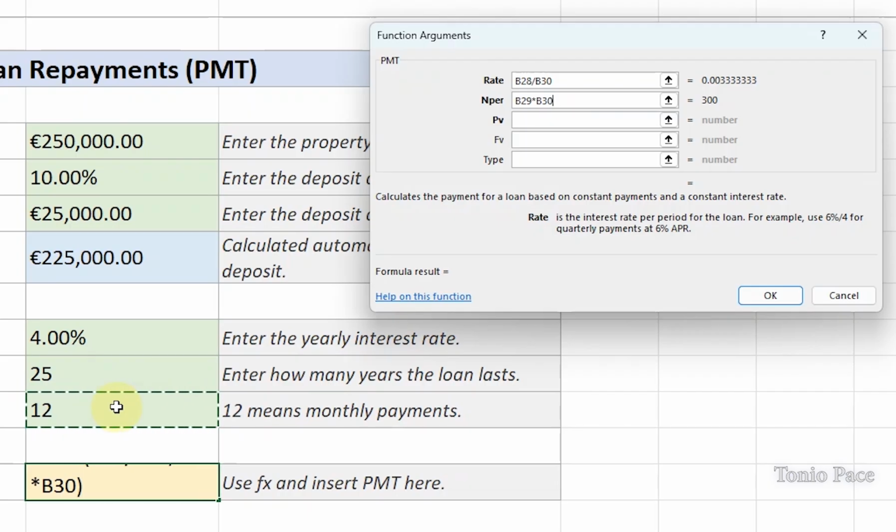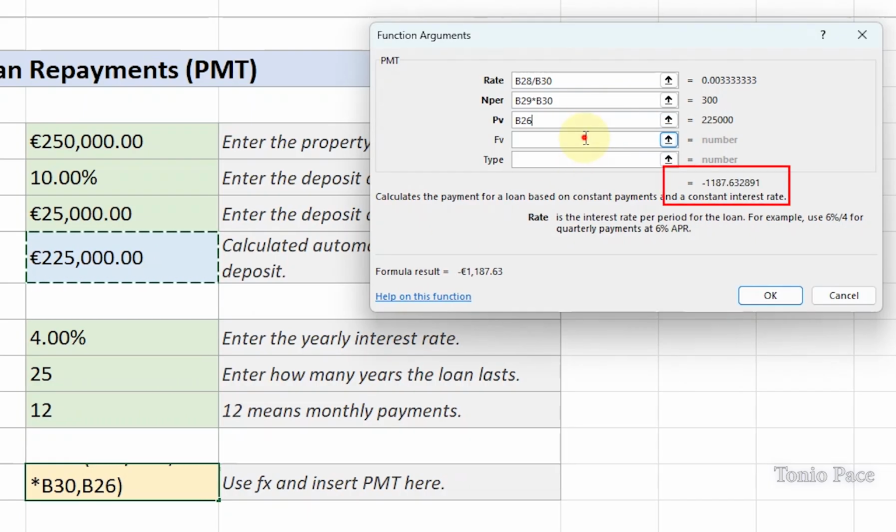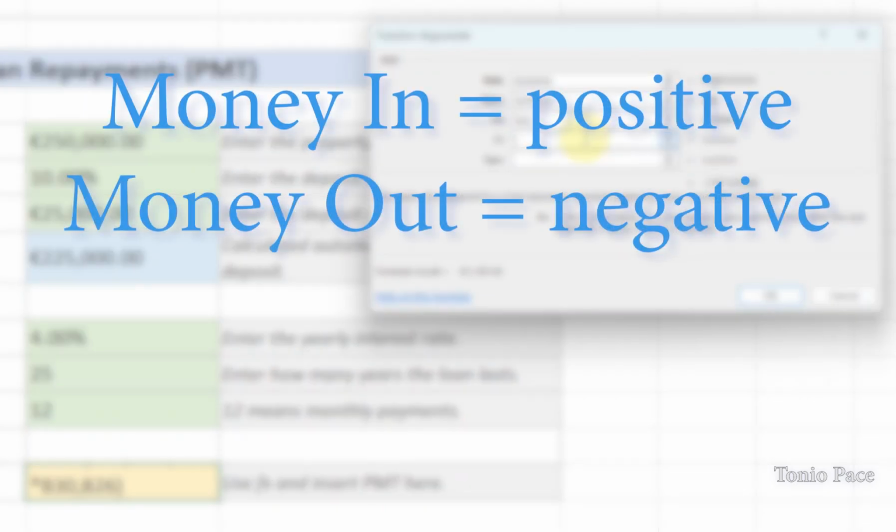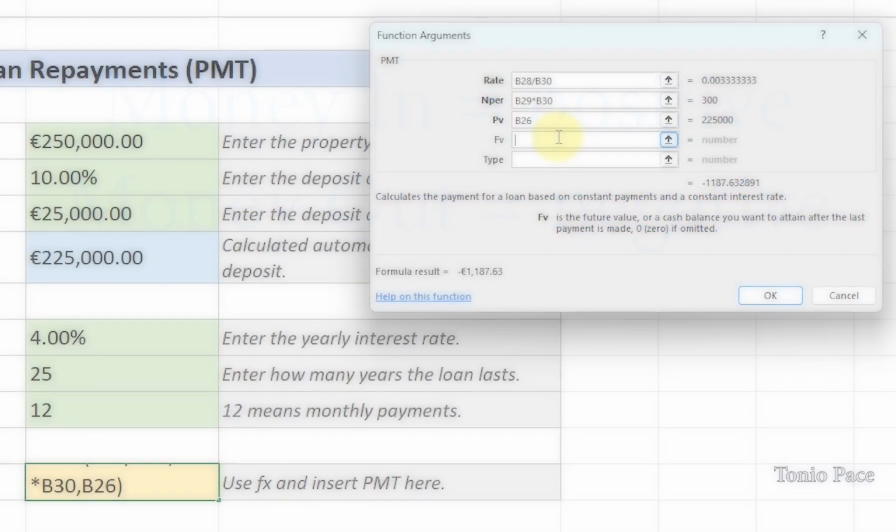The next argument is PV, which stands for present value. In the context of a loan, this represents the loan amount, the money borrowed from the bank. Click inside this box and select cell B26. Once again, you may notice that Excel returns a negative result. This is because of the same cash flow sign convention we discussed earlier. From Excel's perspective, receiving the loan amount is a positive cash inflow, and repaying the loan through monthly installments is a negative cash outflow.